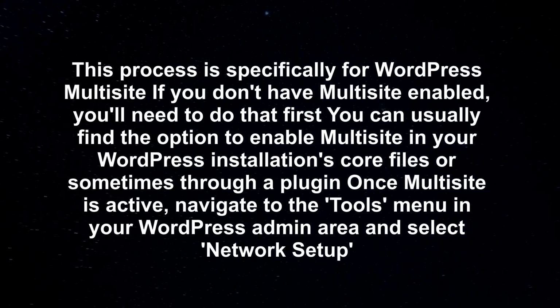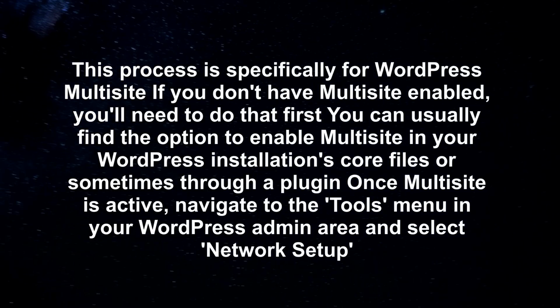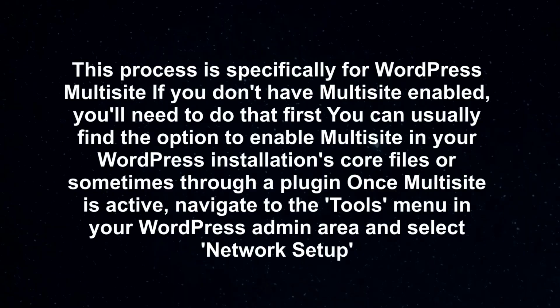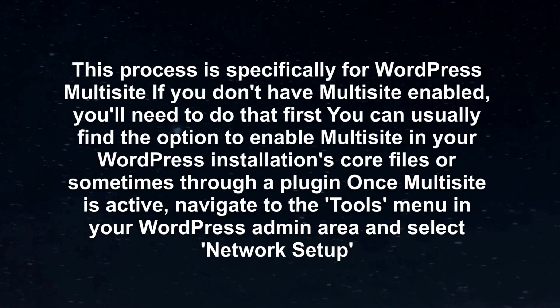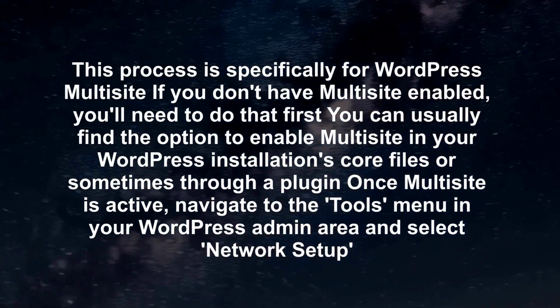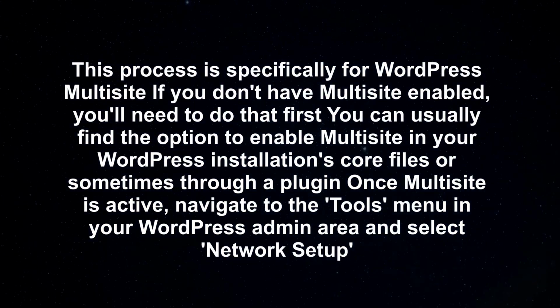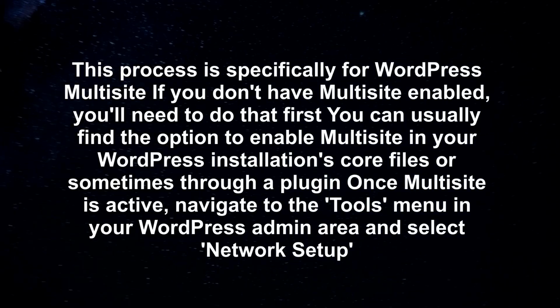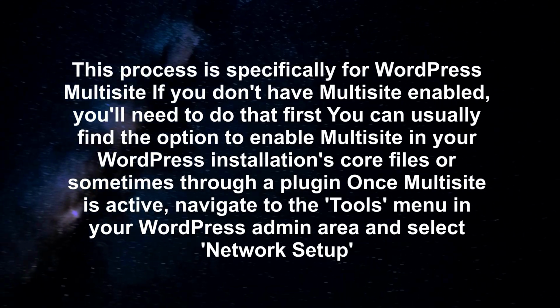This process is specifically for WordPress Multisite. If you don't have Multisite enabled, you'll need to do that first. You can usually find the option to enable Multisite in your WordPress installation's core files, or sometimes through a plugin. Once Multisite is active, navigate to the Tools menu in your WordPress admin area and select Network Setup.